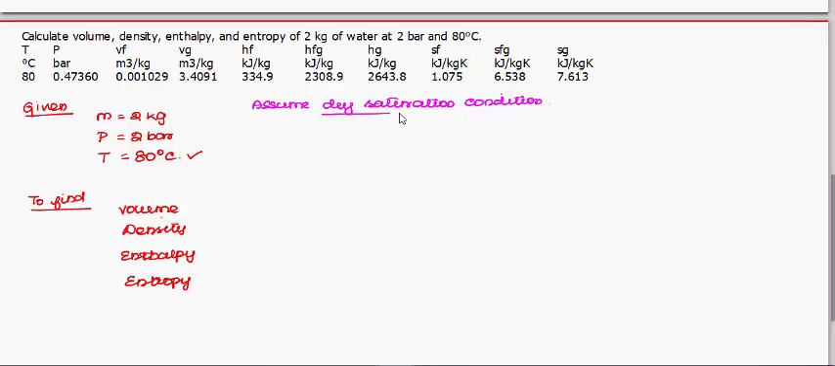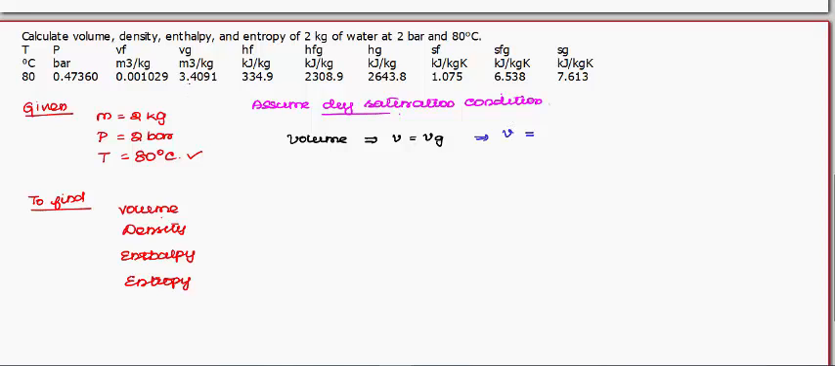Okay. So this is the condition, and then your value should be, how can we take it? First of all, volume. So for dry saturation condition, volume is equal to Vg, that is V equal to Vg. So how can we write the required answer? The specific volume of dry steam equals the Vg value.